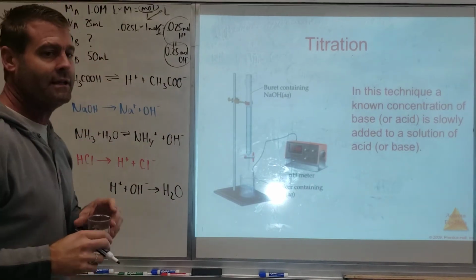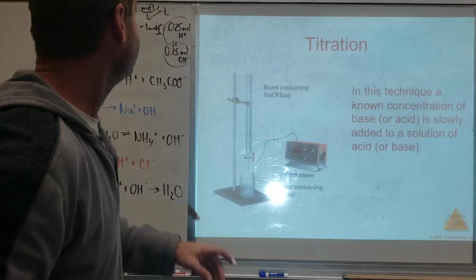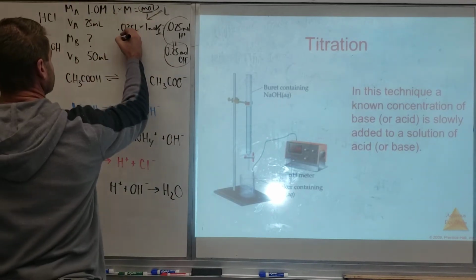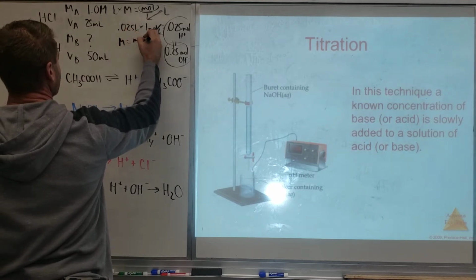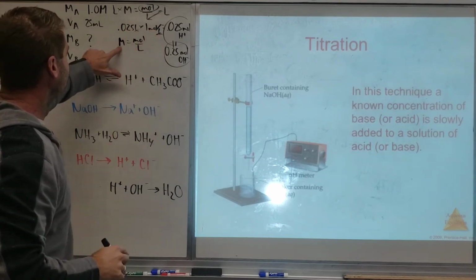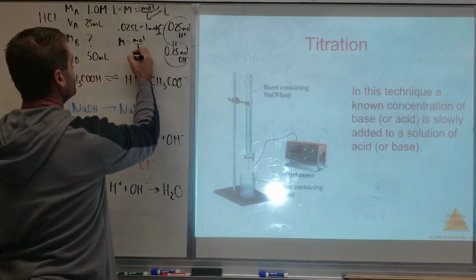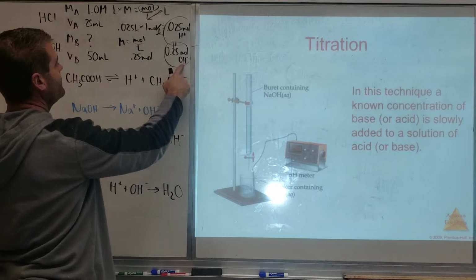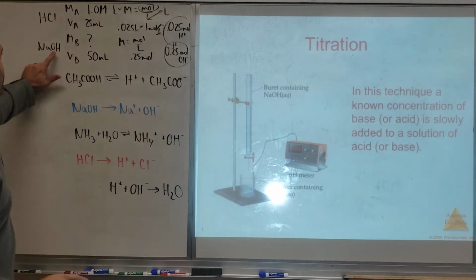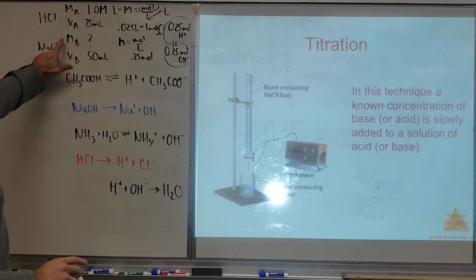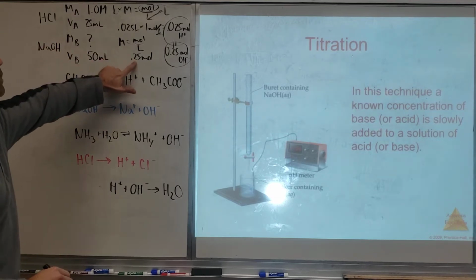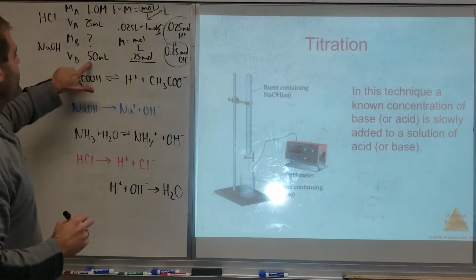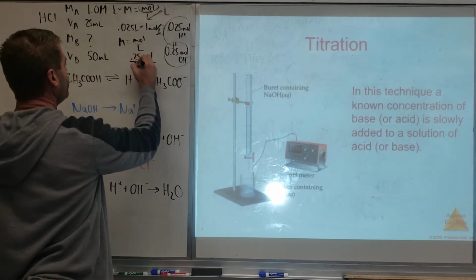What else did I know about my base? I started with 50 milliliters. So now, I know the moles and I know the volume. What could I figure out? Once again, molarity is moles over liter, so I can figure out the molarity. There were 0.025 moles of hydroxide ions. For every one NaOH, there's one hydroxide. So that would be moles of sodium hydroxide for 50 milliliters, which is 0.05 liters.